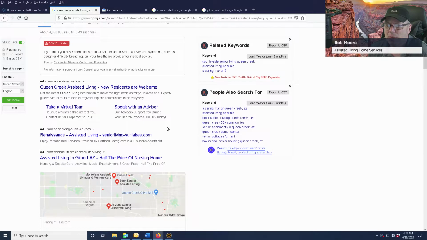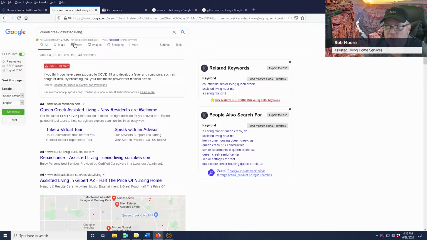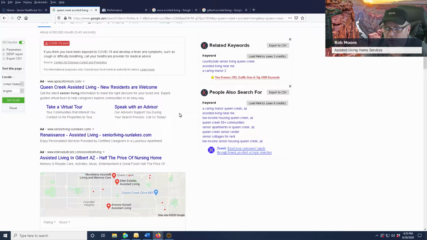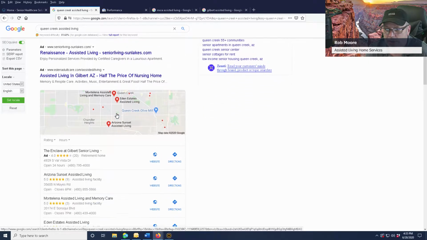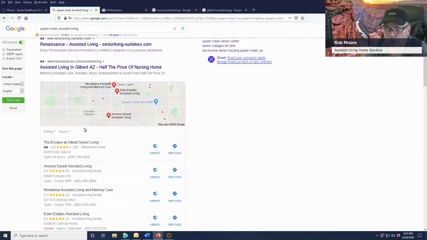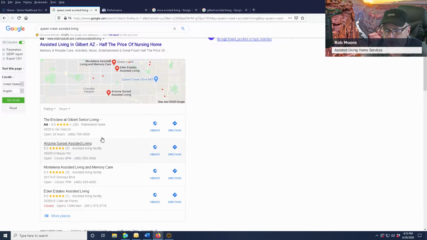I think the last time I looked, and it's been several years, an assisted living keyword, or a variation of that keyword, was probably in the $7 to $14 price range per click. I don't know what it is right now. Haven't looked at it in a while. So we have our advertising right here, that pay per click I was just talking about. And then it does pull local results right here. And you can even buy advertising within this section, like the Enclave at Gilbert did right here.